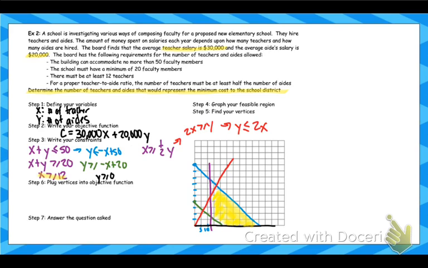What that region represents is all the possible combinations of teachers and aides that would fit that criteria. And that's the same thing that we did last class. What we want to do now, though, specifically is find what's going to be the lowest cost for the district. This is where the vertices come in. Those vertices are the potential min or max values of this region. So what we need to do is find what all these vertices are. I've got 1, 2, 3, 4, 5 of them in this picture.